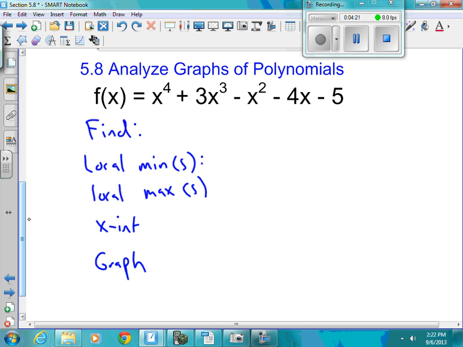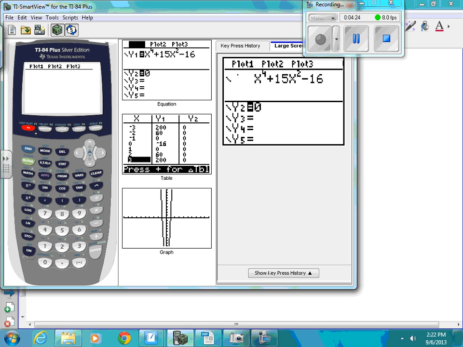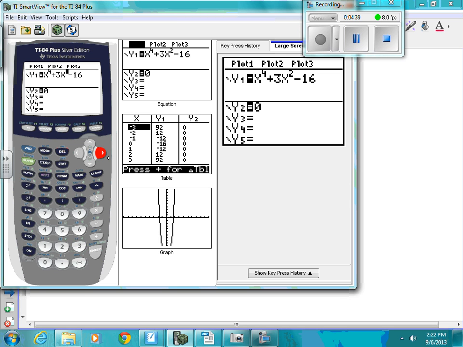To do that, we're going to use the graphing calculator. We're going to use technology. Okay, so go to y equals. I already have x to the fourth in, so I'm not going to retype it, plus 3x to the third power. Let's go up here and change that to third power. And we're going to do minus x squared minus 4x minus 5. So make sure you have the calculator. Make sure you're not missing any powers. Make sure you're not missing any subtraction signs.